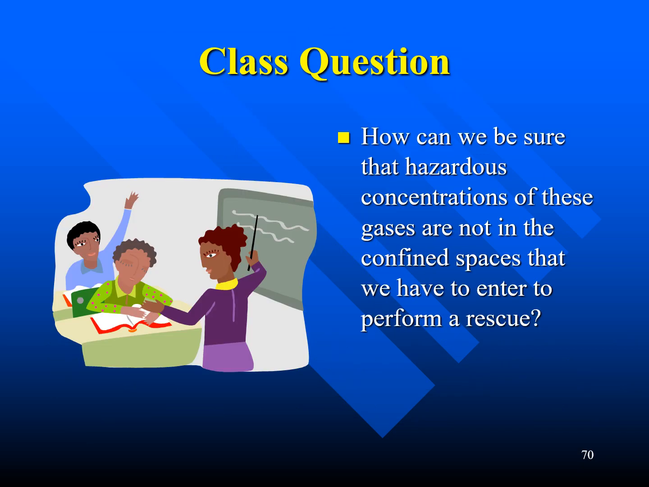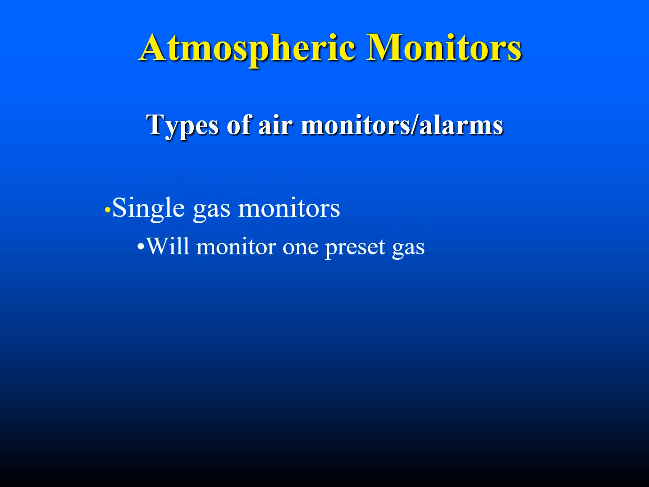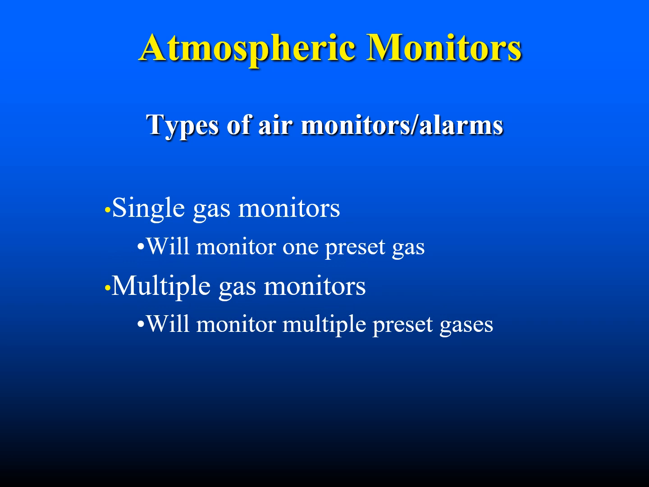Here's a class question. How can we be sure that hazardous concentrations of these gases are not in the confined spaces that we have to enter to perform a rescue? We use atmospheric monitors. There are several types of air monitors and alarms that are used during confined space rescue operations. We have single gas monitors, and they will only monitor one preset gas. Then we have multiple gas monitors, and they will monitor multiple gases that have been preset by the manufacturer.